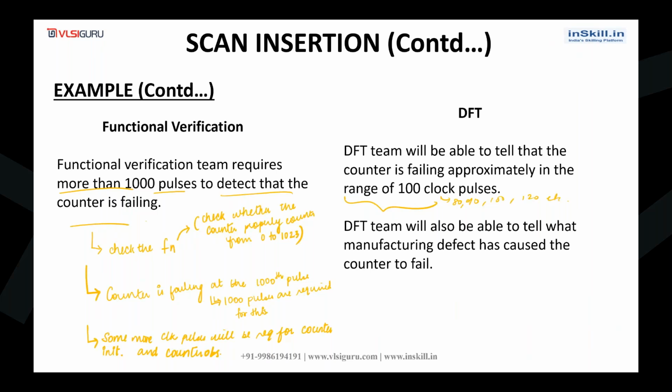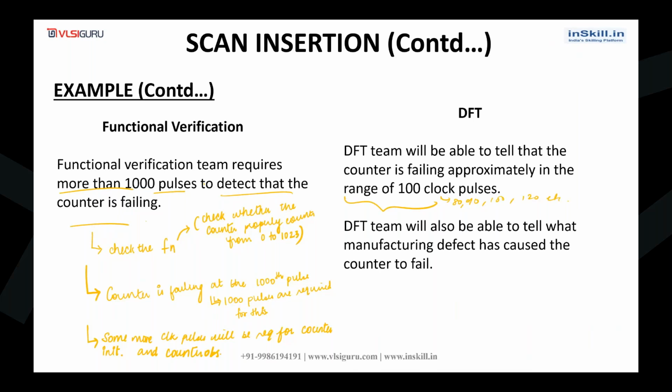We'll try to understand this point in detail during our course, and also how DFT engineers are able to tell that the count is failing in approximately the range of 100 clock pulses itself, how we are able to do that. In order to understand this point, you first need to understand what is a scan cell, how it operates, and then what is a scan chain, how it operates. All those things you need to understand.